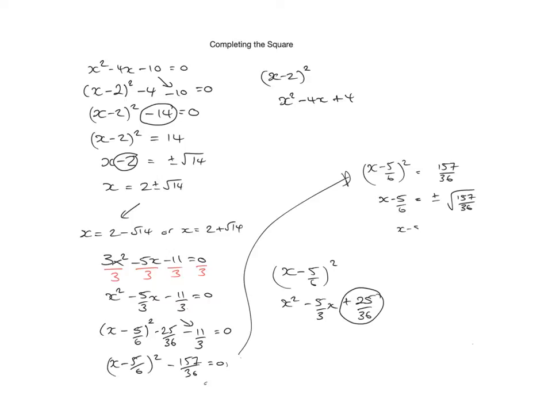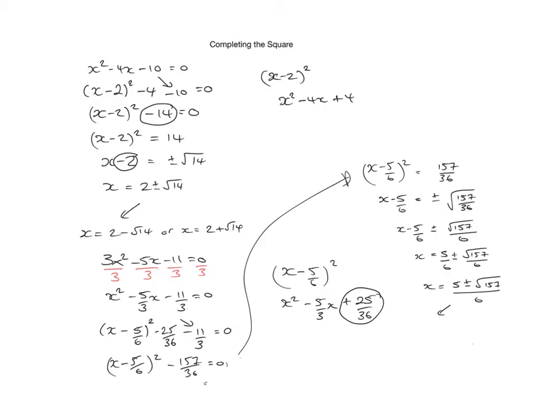That's x minus 5/6 plus or minus. Well, we can't really do anything with the top square root, but we do know that the bottom square root there, root 36, is 6. So we can change that to 6 there. Take the minus 5/6 across the other side. We get x is equal to 5/6 plus or minus root 157 over 6, and then we can now combine the denominators because they're both the same to get x is equal to 5 plus or minus root 157 over 6. And we're done.